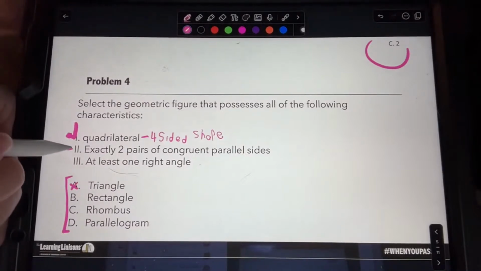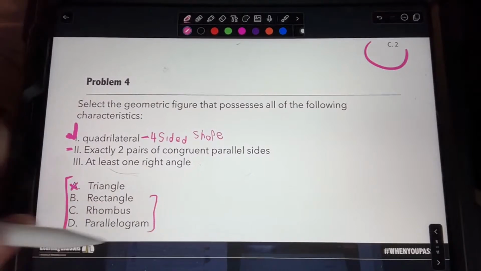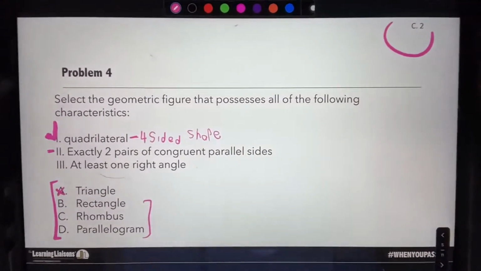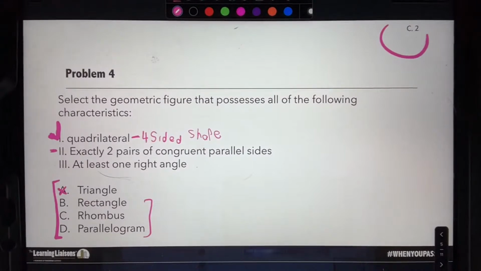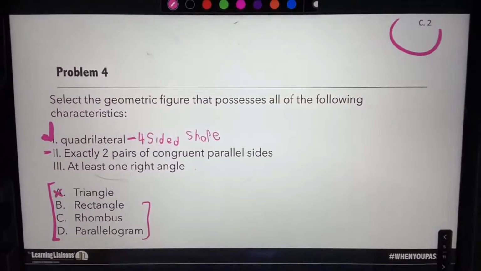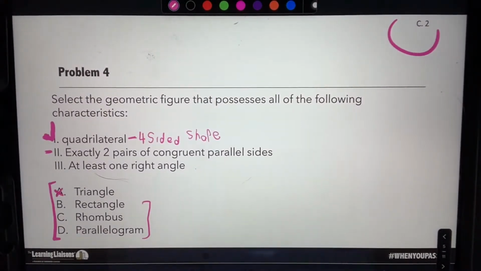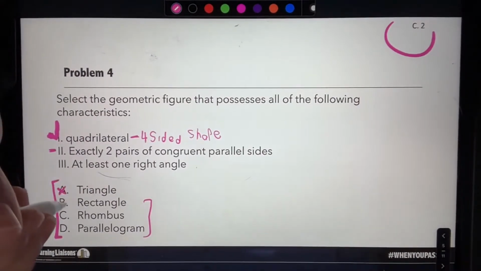Exactly 2 pairs of congruent parallel sides. Well, unfortunately, that is rectangle, rhombus, and parallelogram, having exactly 2 pairs of congruent parallel sides. But which one has to have at least 1 right angle? Which one has to have at least 1 right angle? The only one that has to have a right angle is a rectangle.